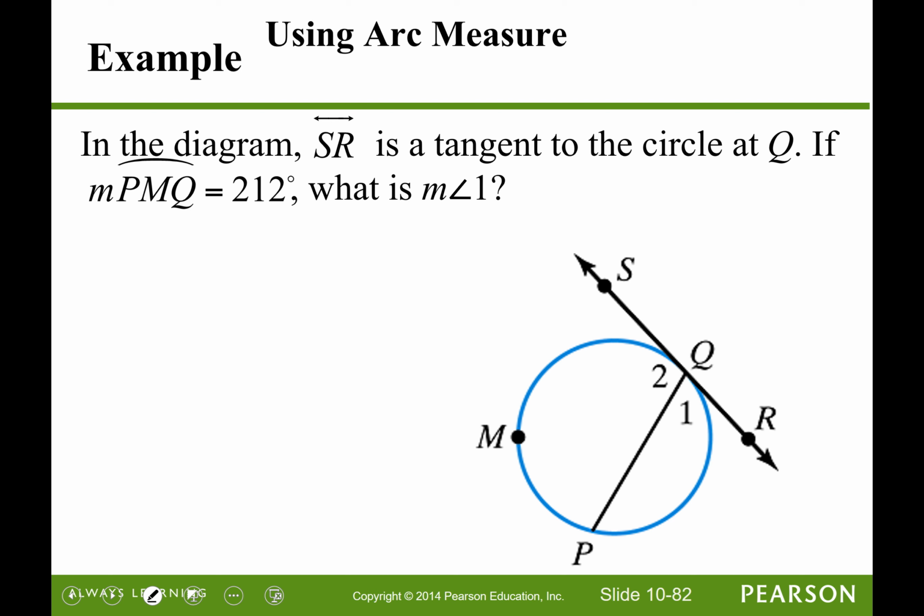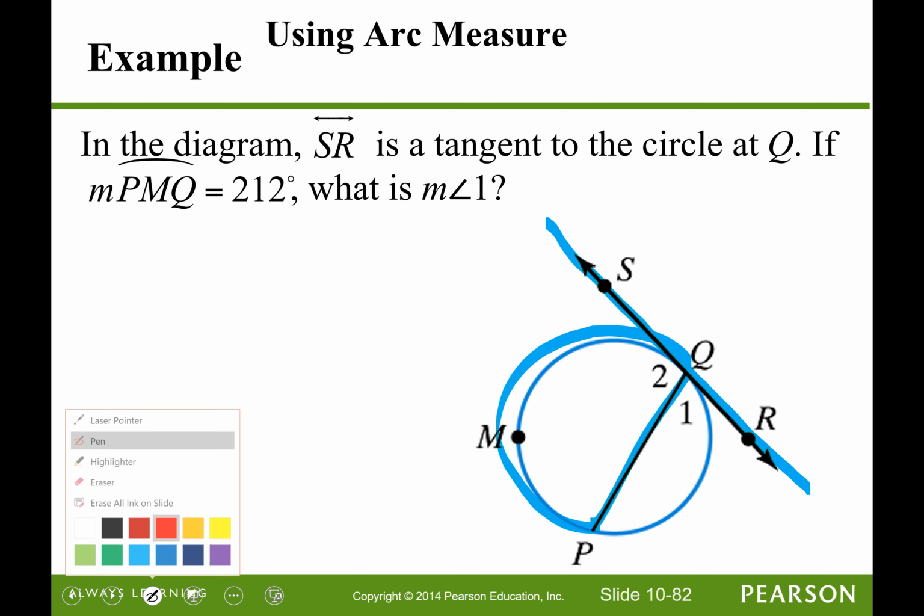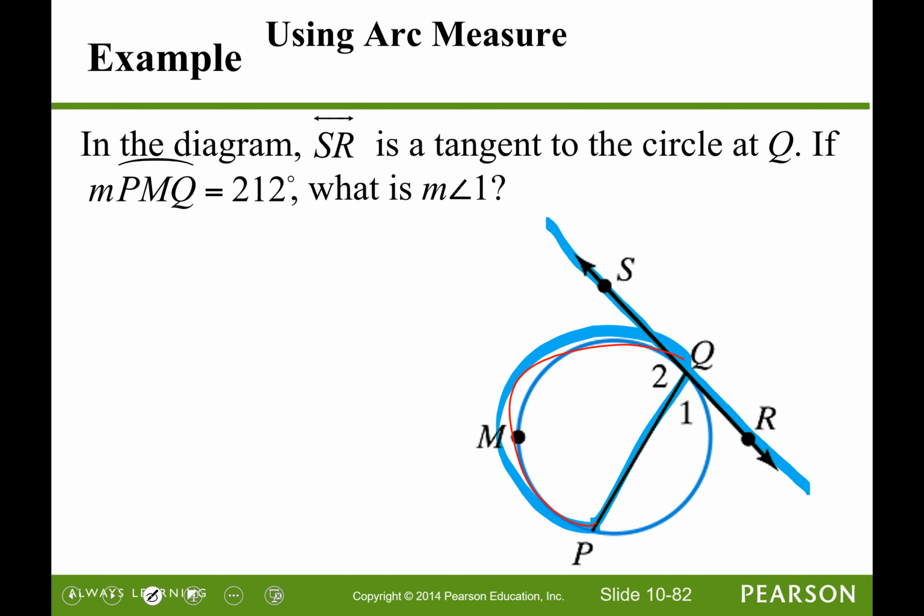Let's try it. In the diagram, line SR is a tangent to the circle at Q. So we know that this is tangent and this is a chord. If the measure of arc PMQ equals 212, what is the measure of angle 1? Let's label that 212 on the figure. P to M to Q, so that would be this arc right here. All right, this arc right here we know measures 212 degrees.